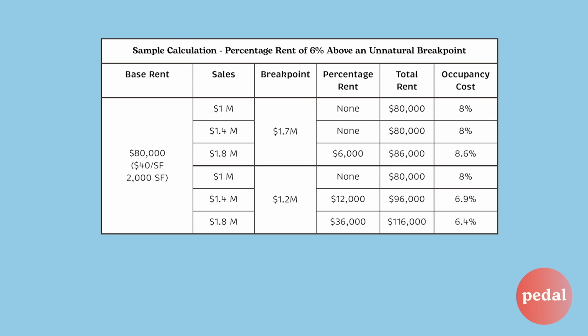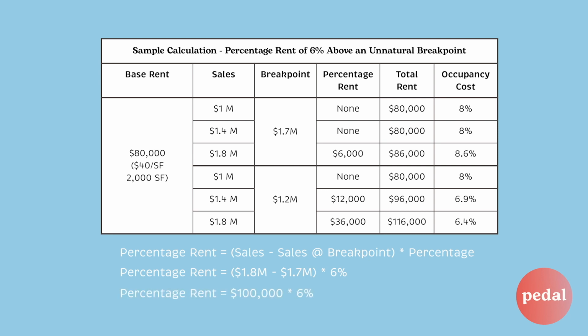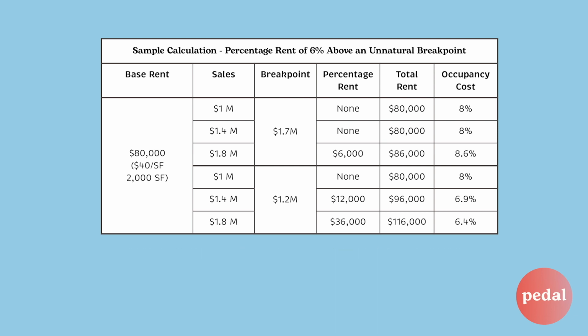You have to do even higher sales to start to owe percentage rent. So again, in this example, you're not paying any percentage rent until you hit that breakpoint. In the first example, the only scenario where you owe percentage rent is the one where you're doing the $1.8 million in sales. You owe 6% of the difference between $1.8 million and the breakpoint of $1.7 million. 6% of $100,000 is $6,000, $86,000 total in rent. In the second scenario, where the breakpoint is $1.2 million, you're paying percentage rent in both the example where you're doing $1.4 million and $1.8 million. But you can see that unlike with the natural breakpoint, your occupancy cost isn't fixed.